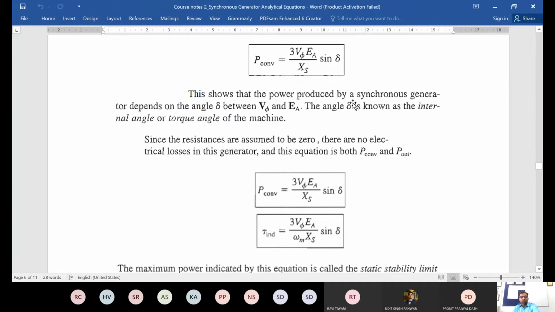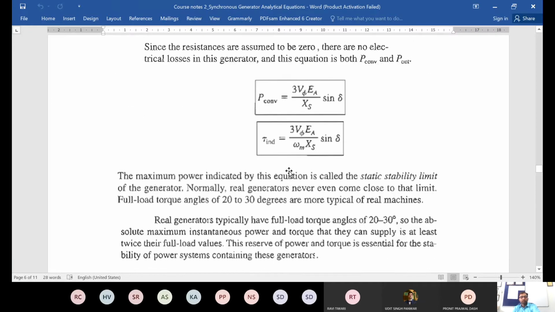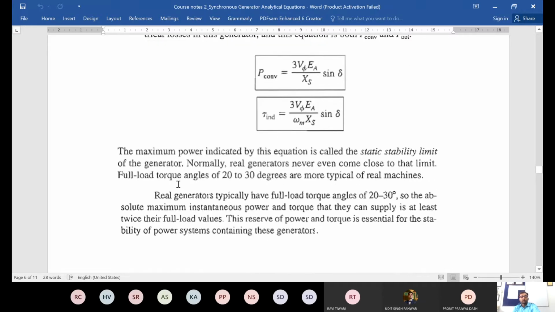power. And also based on that, we looked at this delta, which is the internal angle, and which controls the operation of the machine in one sense in terms of the power output, and we discussed that there is usually a very large stability margin, safety margin, which is kept for the operation of the machine, and delta is restricted to somewhere in a range of 20 to 30 degrees, so that your full load rated power output is actually half or less than half of the instantaneous maximum power which the machine can deliver.